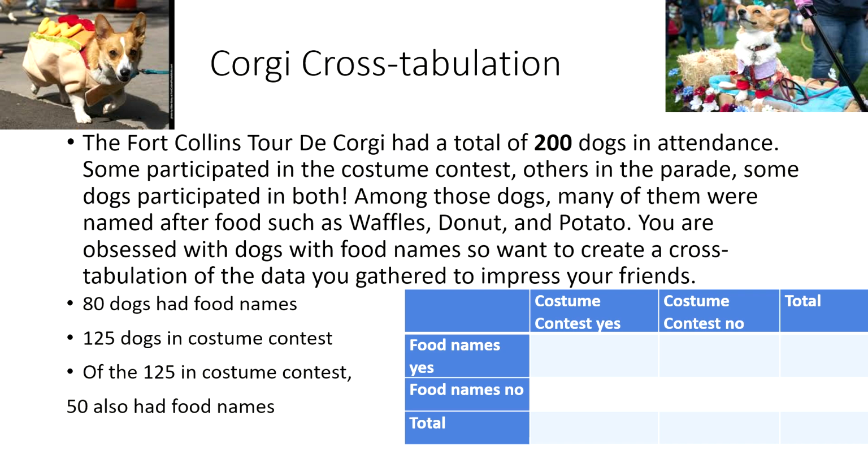And the next thing I would do is look to identify all the numbers that I might use in my answer to this problem. And so in this case, I bulleted some of the numbers for you. 80 dogs had food names, 125 dogs in costume contest, 50 dogs in costume contest and with food names. So the tricky thing about that is that you also have to go back to that very first sentence and notice the 200 total dogs in attendance. Don't let that one escape your attention just because it's not next to all the other numbers.